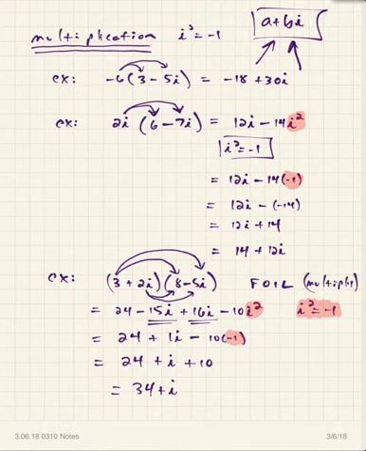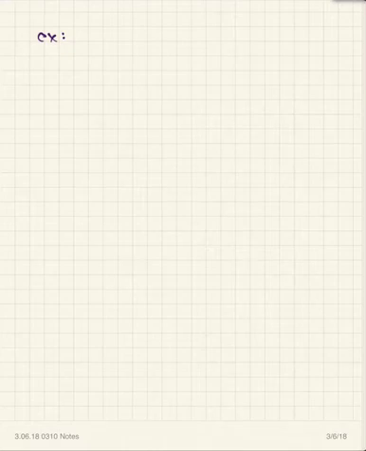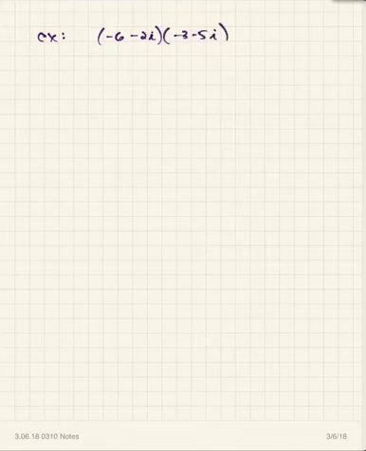Right, the FOIL method is kind of a shortcut for multiplication. All right, so I think we're okay here. Let's do another example of the FOIL method to finish that out. So you have -6 minus 2i times -3 minus 5i. Lots of negatives in this one. So once again, FOIL.